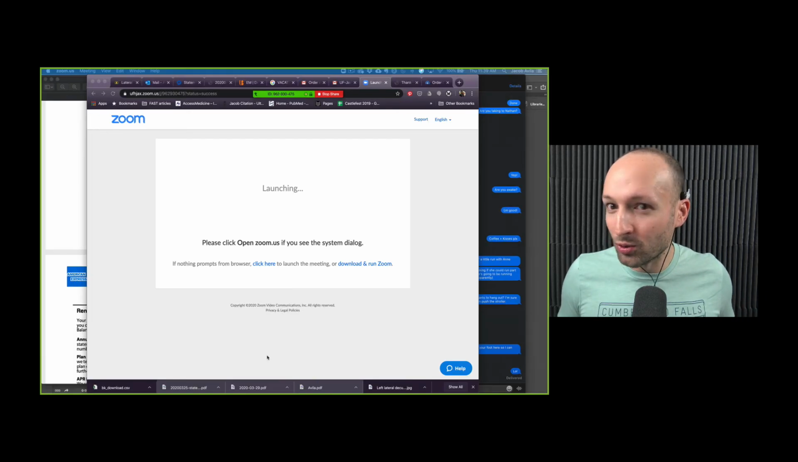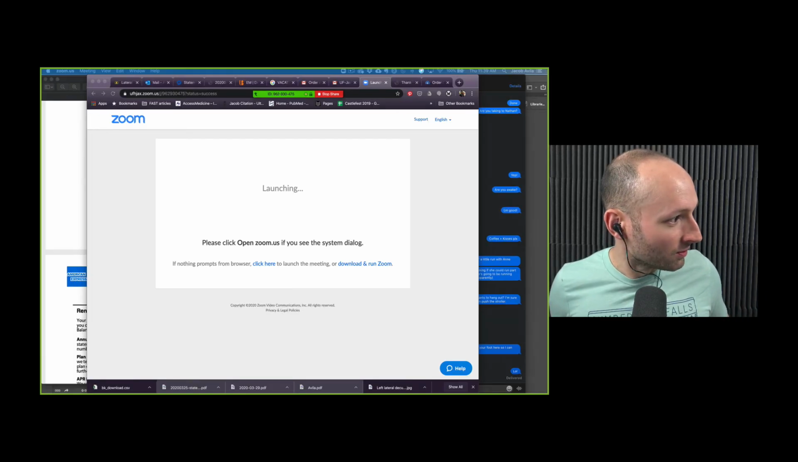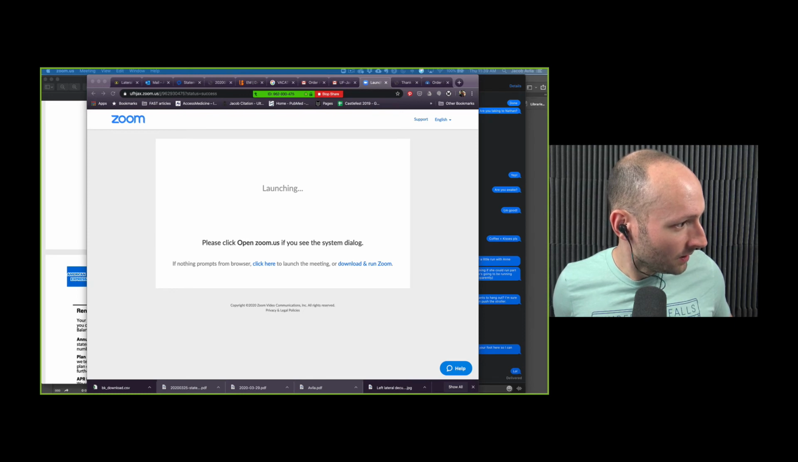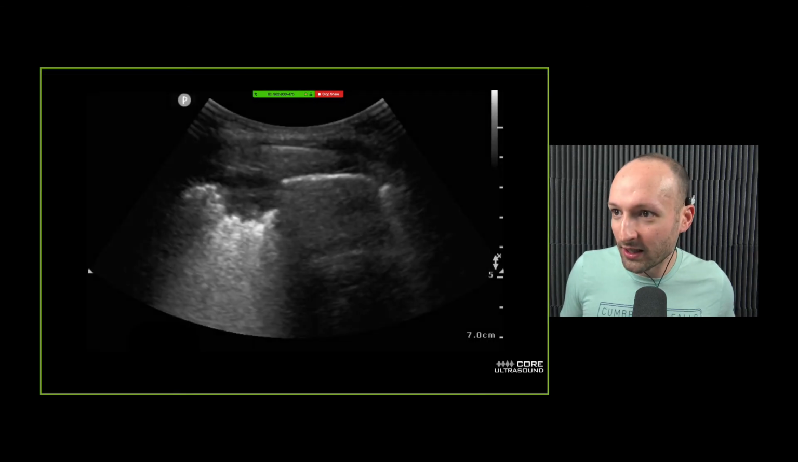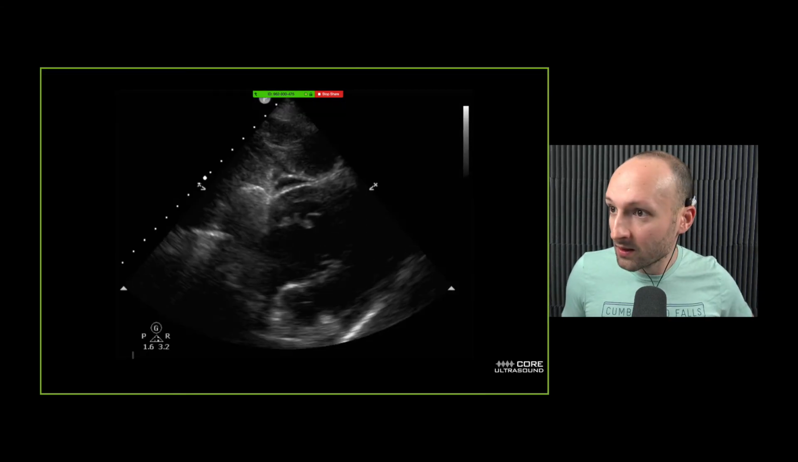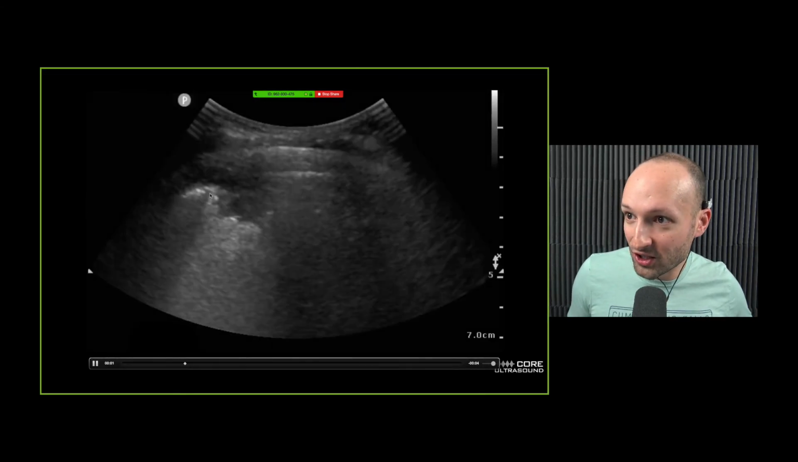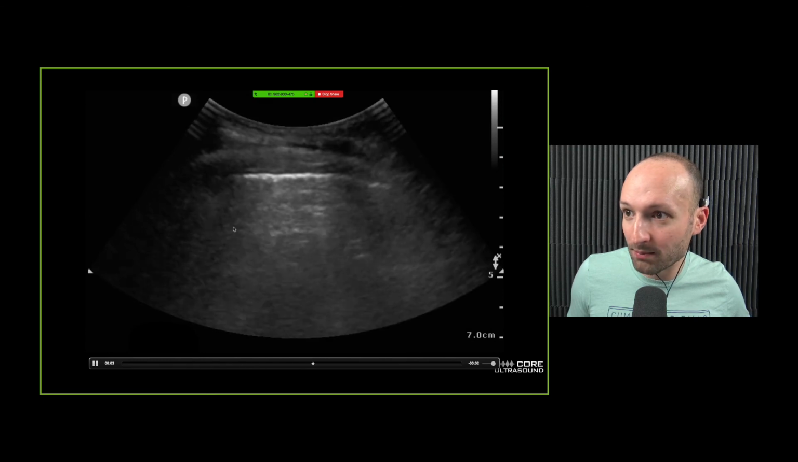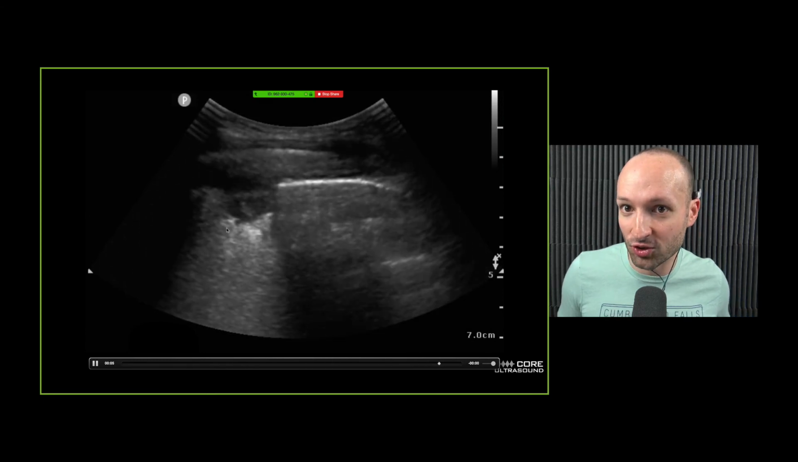Let me show you exactly what I'm talking about. Let me just scroll back to, not that one. Let's go to here. So if we look at this right here, a shred sign would be this, just like the irregular white border around a consolidation. That's the shred sign.